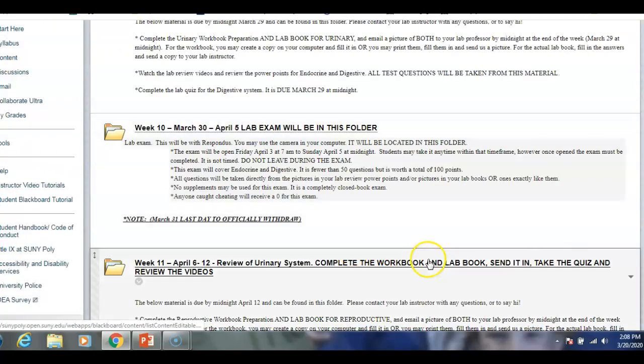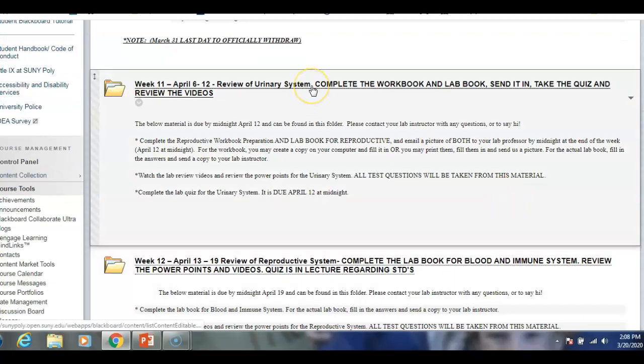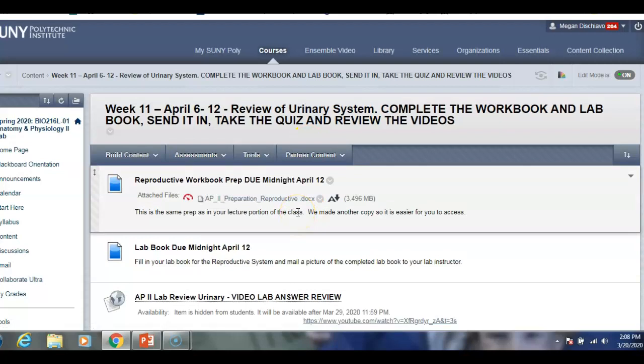Let's look at the rest of the weeks, and like I said, I'll probably do a weekly review. I just wanted to go through it all since it's new. So week 11: review of the urinary system, complete the lab workbook, send it and take the quiz, review the video. The reproductive workbook will be due the end of this week, April 12th. Also, by April 12th, you will have to fill in your actual lab book and mail a picture to your professor. Here is the lab review for urinary. It will not open until the 29th because that is when your lab book is due to us, so we know that you've completed it.